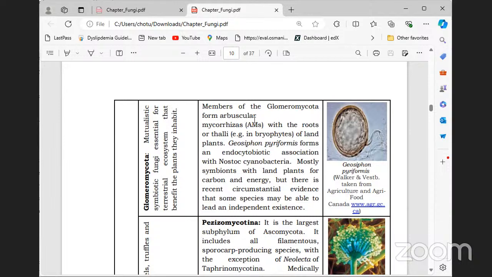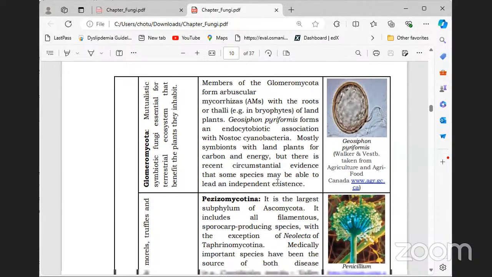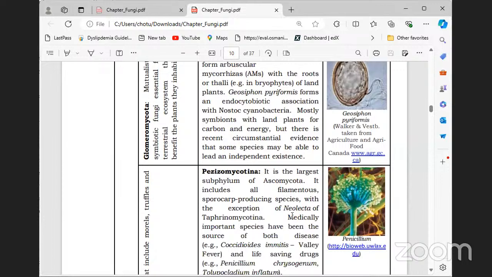And here, there is no recent circumstantial evidence in this part. This is Geosiphon pyriformis, taken up by agriculture and food in Canada, you can use it in this type. You can use the yeast also, no? Just like this part also. Another one, Pezizomycotina and Penicillium. Very, very important.